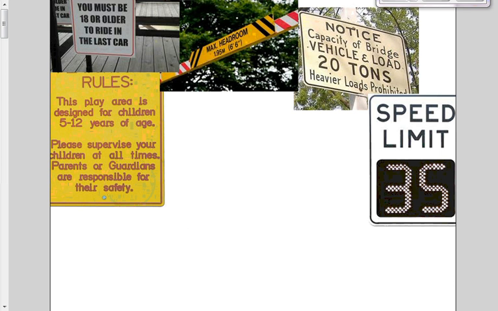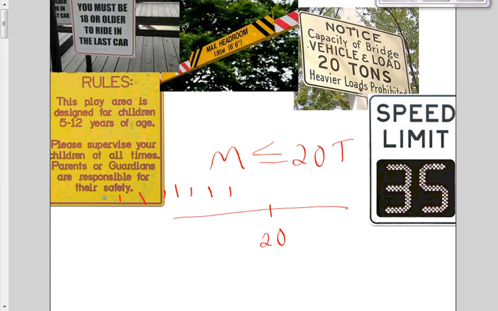Let's take a look at the 20-ton bridge sign. With the 20-ton bridge sign, it says that the mass of the vehicle must be less than or equal to 20 tons. Well, on a scale, that would look like this. If 20 tons were here, your vehicle could be any mass that is less than 20 tons. So all of these values would be included. 20 tons would also be included, so that is shown with a closed dot.